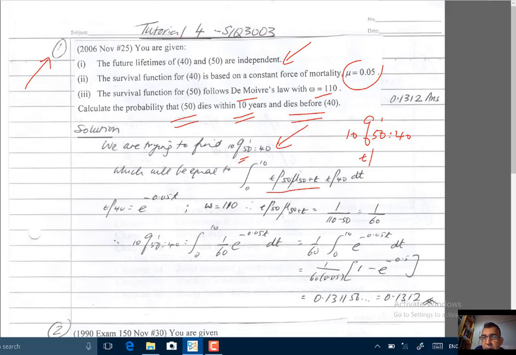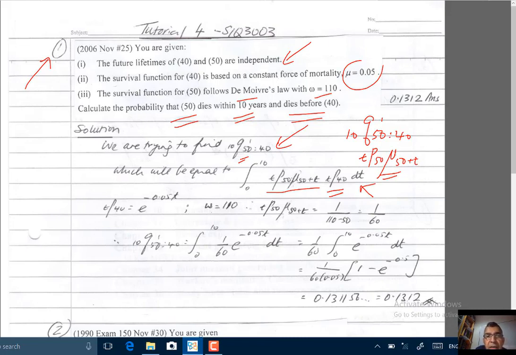So we have TP50 mu 50 plus t. That's the idea. That's what I call in my lecture killing 50. And when 50 dies, note 40 is alive, so TP40. And we are talking about within the next 10 years, so we integrate from 0 to 10 with respect to t. That's setting up our integral.